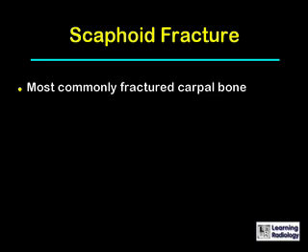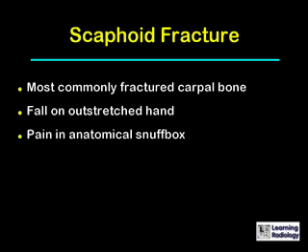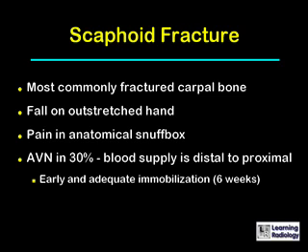A scaphoid fracture is the most common fracture of the carpal bones. It occurs from a fall on an outstretched hand. There is pain classically in the anatomical snuff box, and in about 30% of them, avascular necrosis can occur because the blood supply to the scaphoid is from distal to proximal, so that fractures, especially across the waist of the scaphoid, can result in avascular necrosis of the proximal pole.